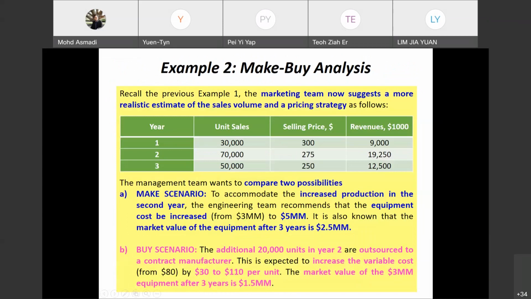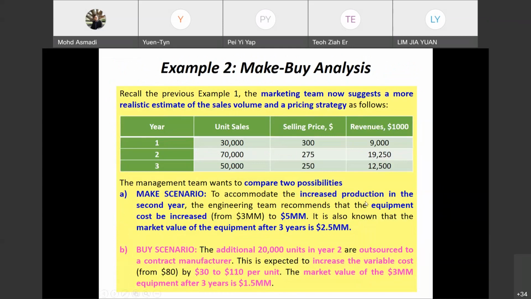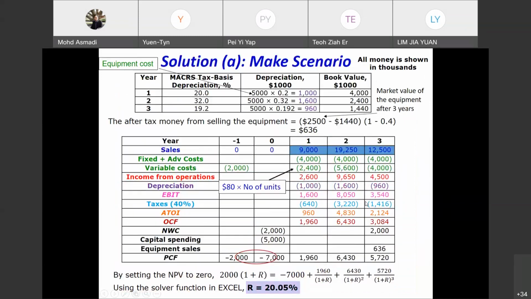Where is the example? Right, only this one is 6 million. This one is how much? 3 million. Right. This one is 2 million. And then you have to do the same as this one.